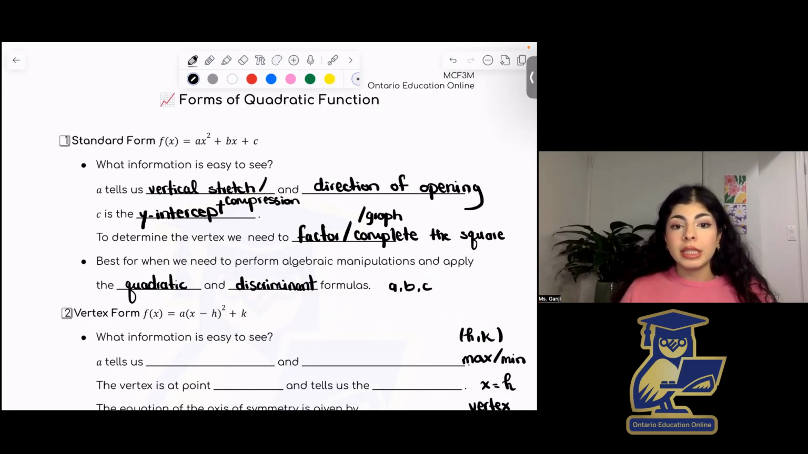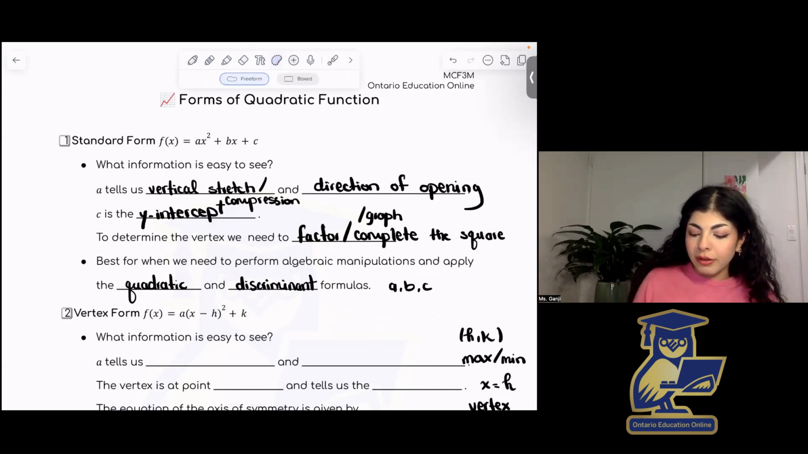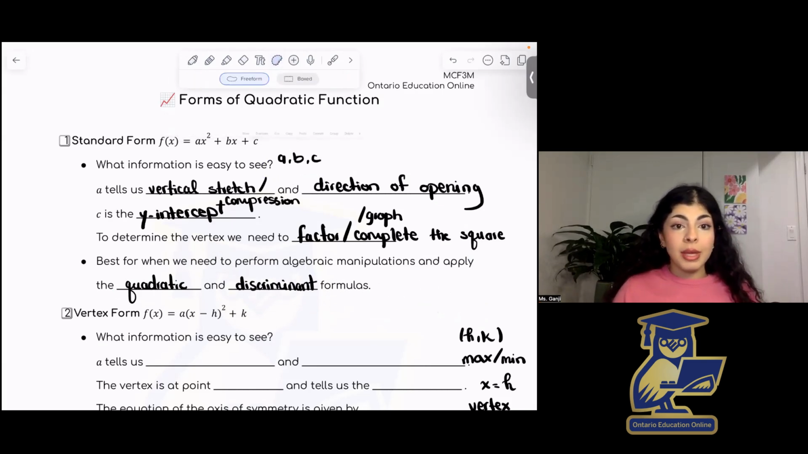So having our function in standard form already gives us those three values. So one piece of information that is easy to see would actually also be just the values of a, b, and c, which are required for some of the formulas when working with quadratics.